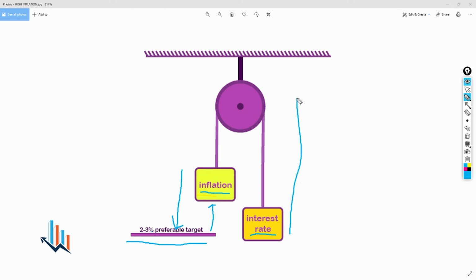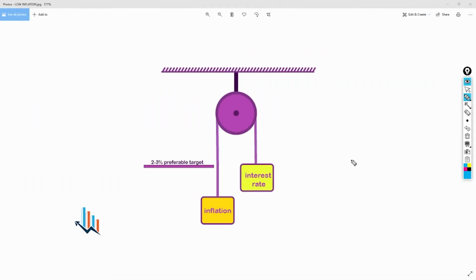So for this inflation to come back to the preferable 2% mark of central banks, you have to push interest rate up, and as interest rate goes up, this whole rope will be unwinding to bring inflation down. As interest rate is rising here, inflation will be coming back down, and as soon as inflation hits the 2% mark, they will hold interest rates at that point.